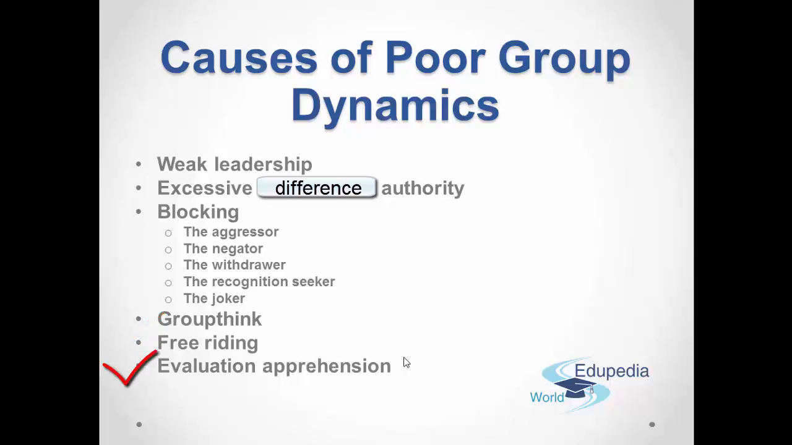Lastly, evaluation apprehension. Team members' perceptions can also create a negative group dynamic. Evaluation apprehension happens when people feel that they are being judged excessively harshly by other group members and they hold back their opinions as a result.